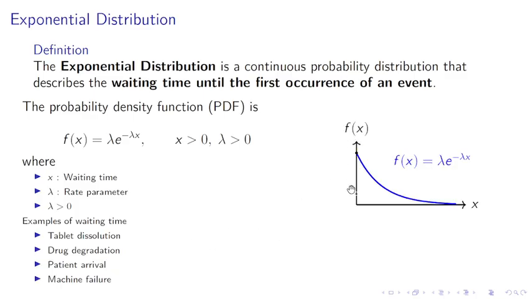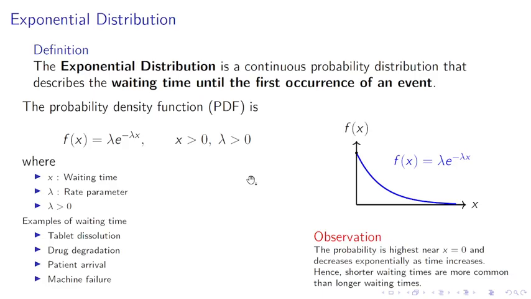Here this is the graph, with the values of x on one axis and the values of f(x) on the other. This is the curve of f(x) = λe^(−λx). The probability is highest near x = 0.